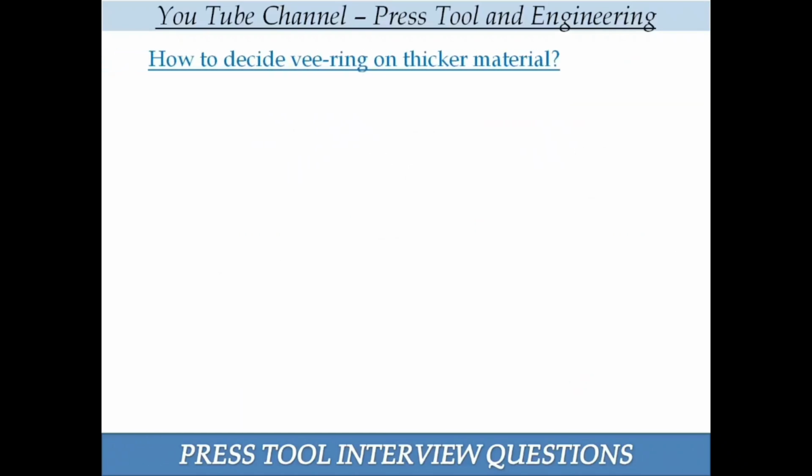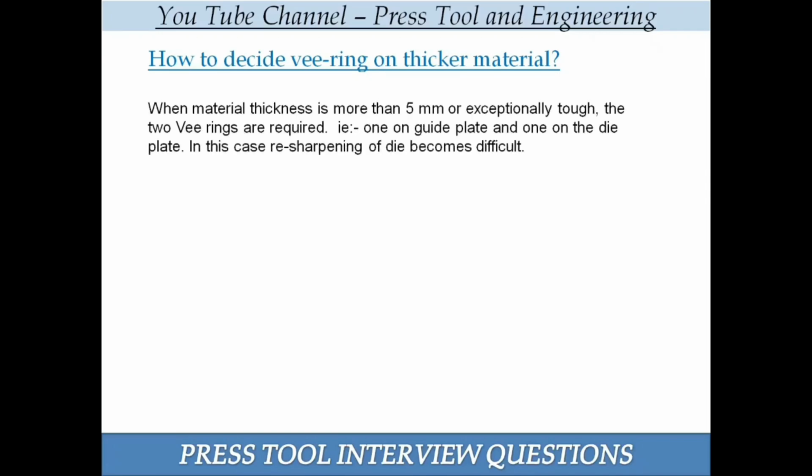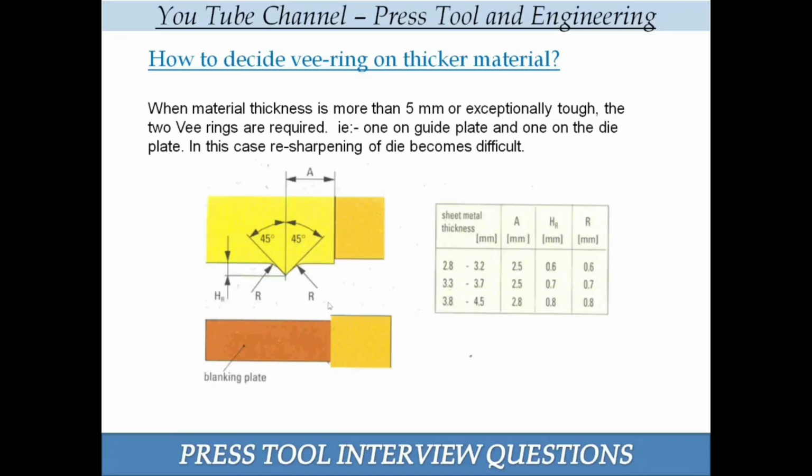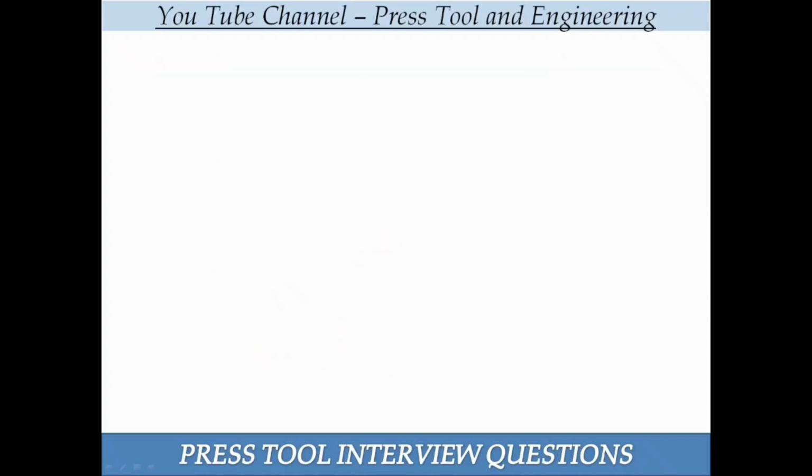How to decide the V-ring on thicker material? When the material thickness is more than 5 mm, especially tough material, two V-rings are required, one on the guide plate and one on the die plate. In this case, resharpening of the dies becomes difficult. This figure shows the V-ring, and this is the calculation of how we decide the size of the V-ring.